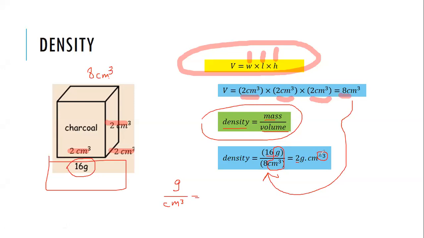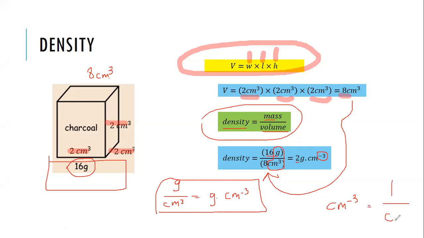You are going to see this in grade 10, 11, 12. So this one is equal to this one actually. Grams times centimeter cube to the power -3. These two are the same thing, there is no difference at all. Power -3 means that it is 1 over cubic centimeter.